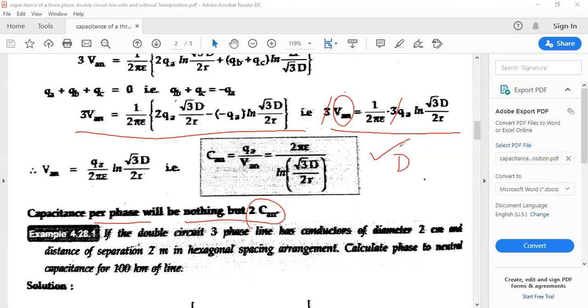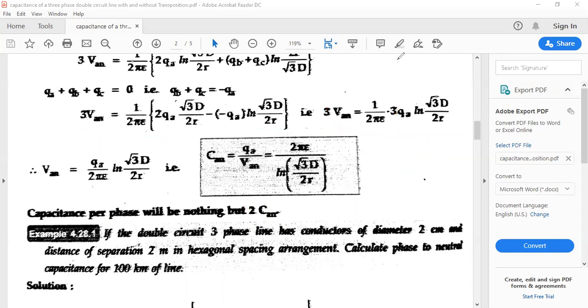So d, that is the distance, will be mentioned in the problem, or if you are given a figure, you can just find it out directly. R will be the radius of each conductor that is present there. So in those terms, you can find out how to calculate the capacitance per phase. Before calculating the capacitance per phase, you are going to calculate the capacitance phase to neutral value, that is CAN. So capacitance CAN is the phase to neutral value.